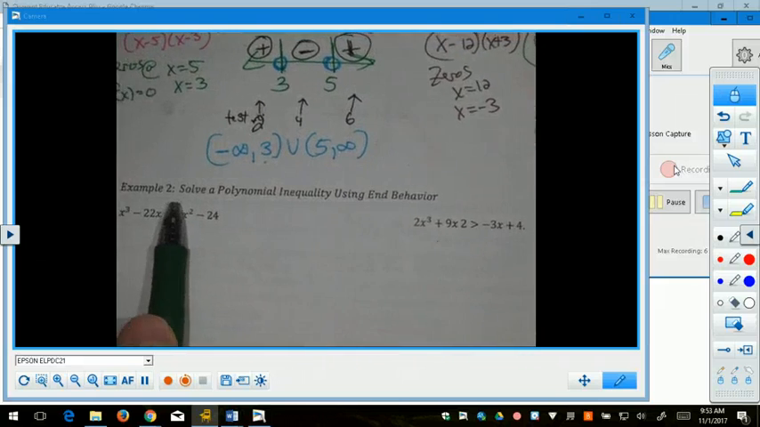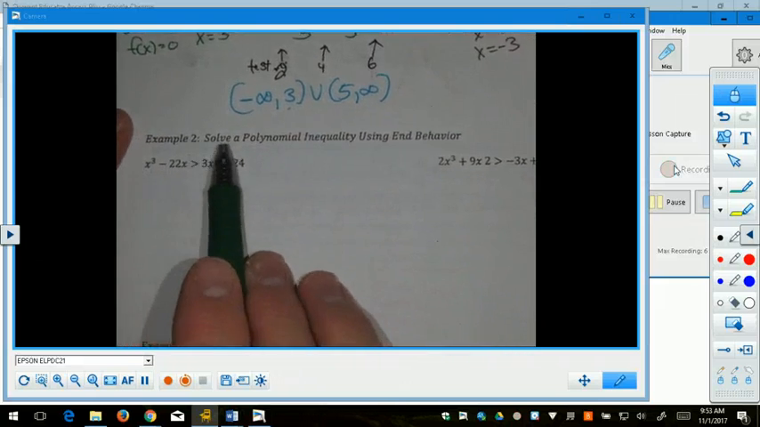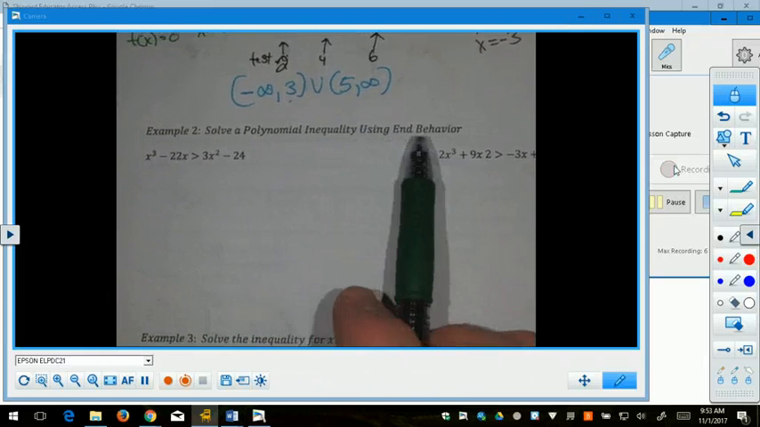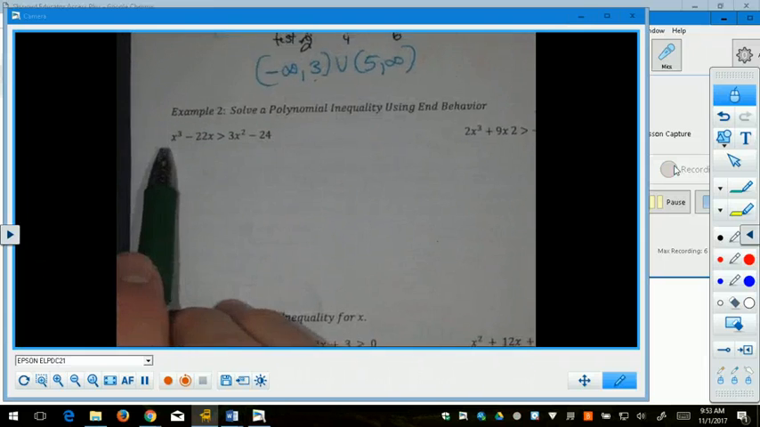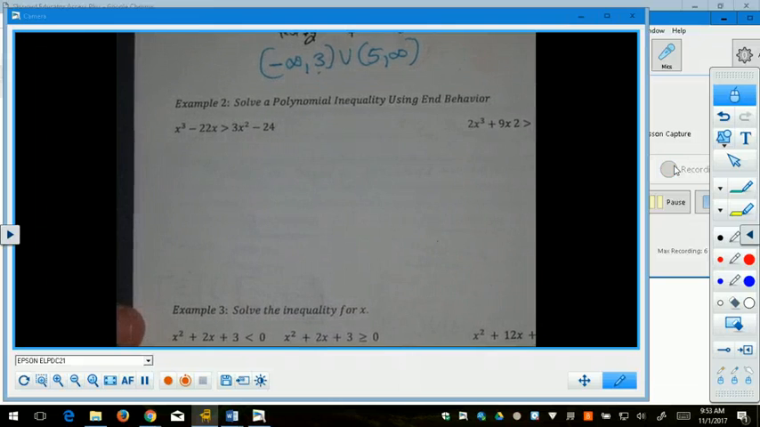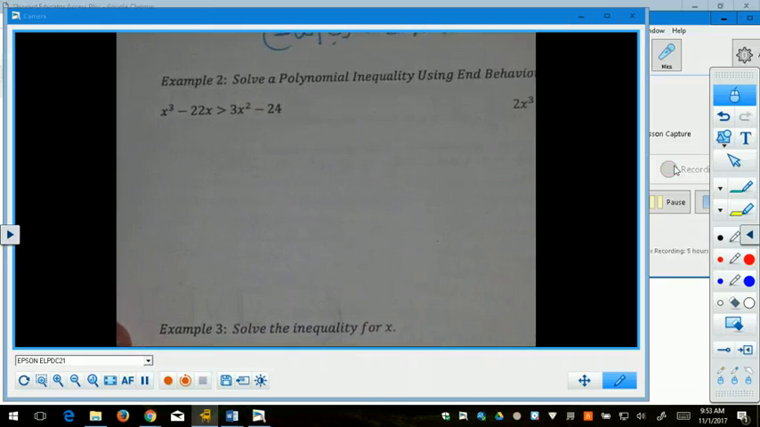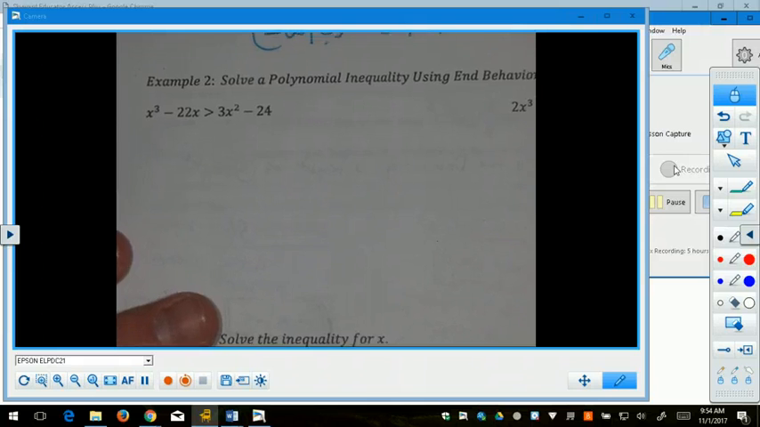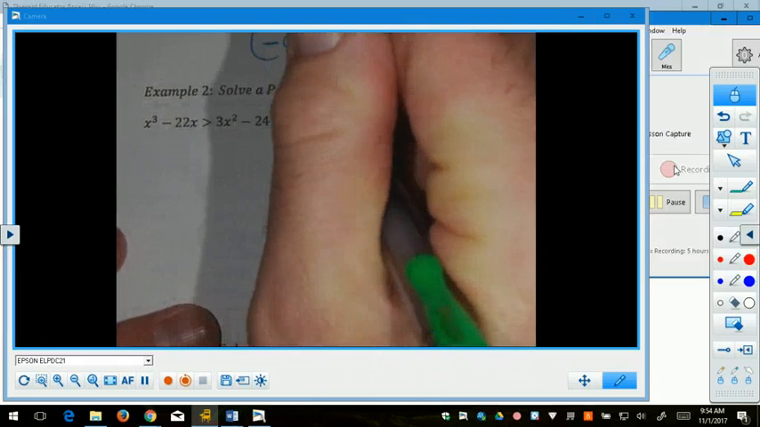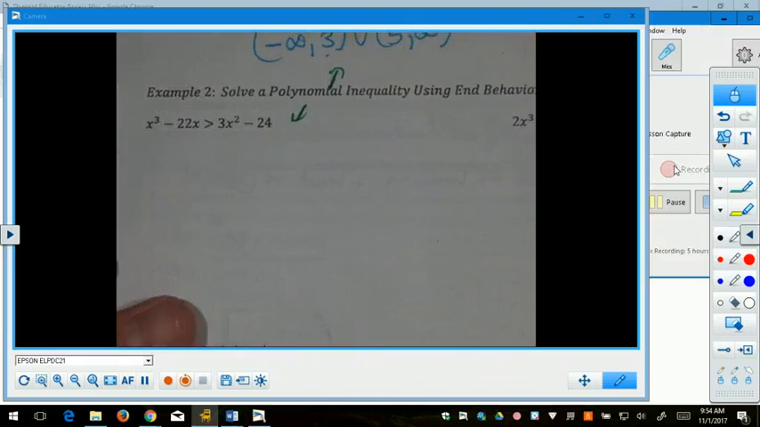So in this next problem, this is why I don't really care for this. It says solve the polynomial inequality using end behavior. So you're looking at this going, oh, that's a cubic function. Okay, I can do that. I know how a cubic function behaves. It has a lead coefficient. So I'm expecting the ends to do this, just like they did on the front page, which is great.